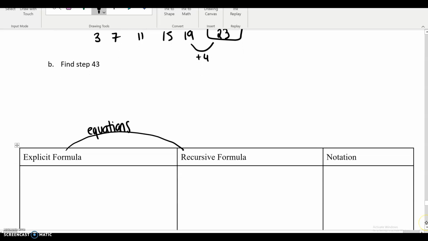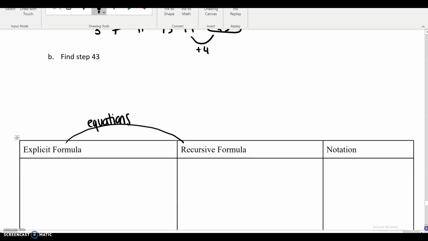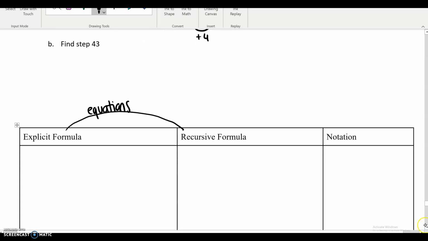Explicit formula is actually probably what's more familiar to you, but I'm going to start with what a recursive formula is. So the recursive formula is when you essentially describe the sequence in terms of its previous steps.